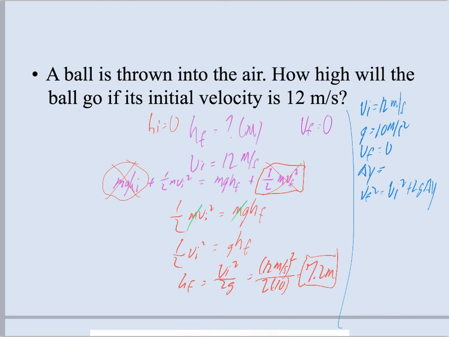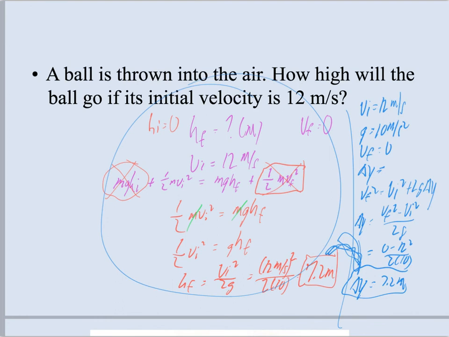We're solving for delta y, right? So delta y equals VF squared minus VI squared divided by 2g. So that would be 0 minus 12 squared over 2 times 10. And that's 144 divided by 20. And when you divide 144 by 20, you end up with 7.2 meters. So, which way did you think was easier? I think that this way was easier, but you could have solved for it a different way if you wanted to.